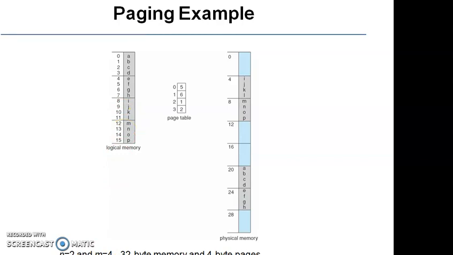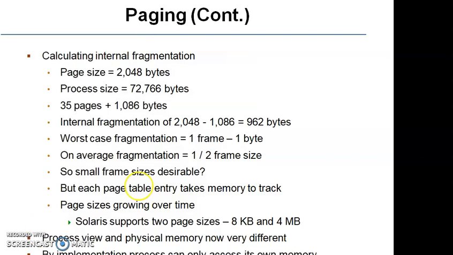Here we have a 32 byte memory and 4 byte pages. In the previous slide, we have seen the page number P requires m minus n bits. That is m minus n equal to 4 minus 2, that is 2 here. So we require 2 bits for the 2 pages and 2 bits for the information inside of the page.